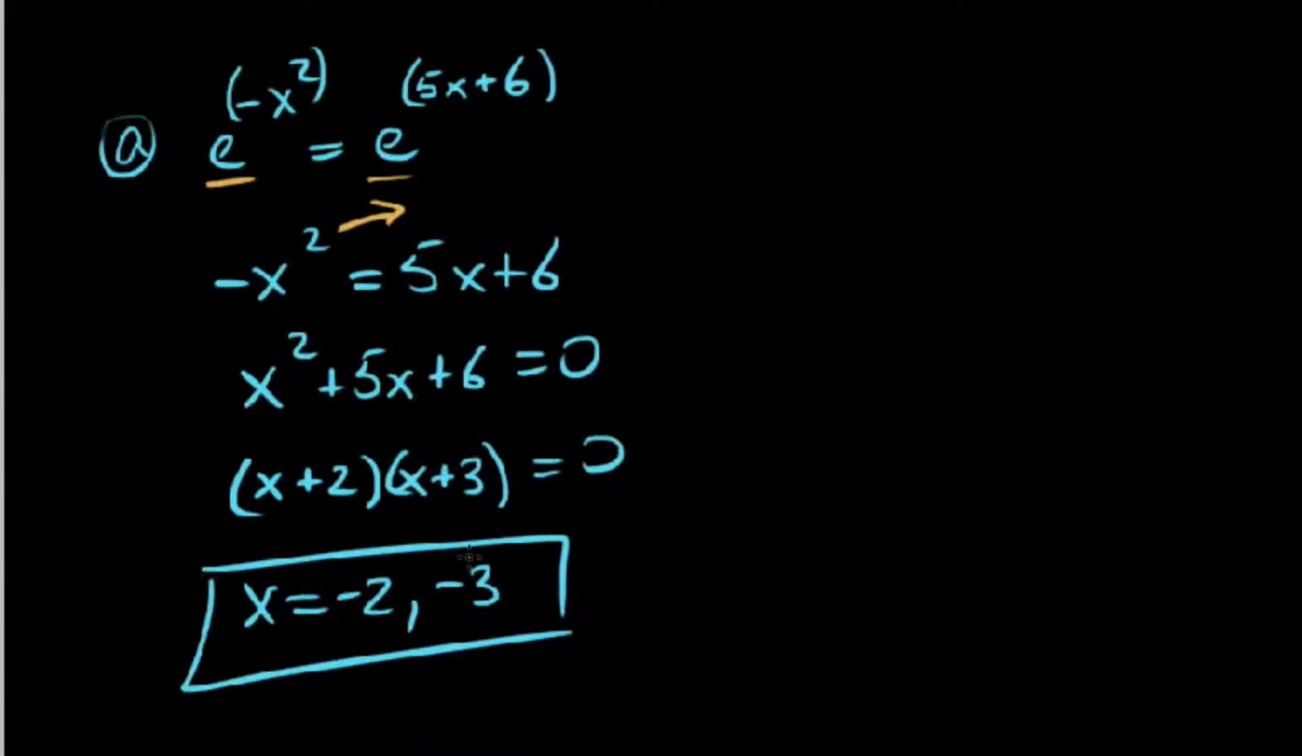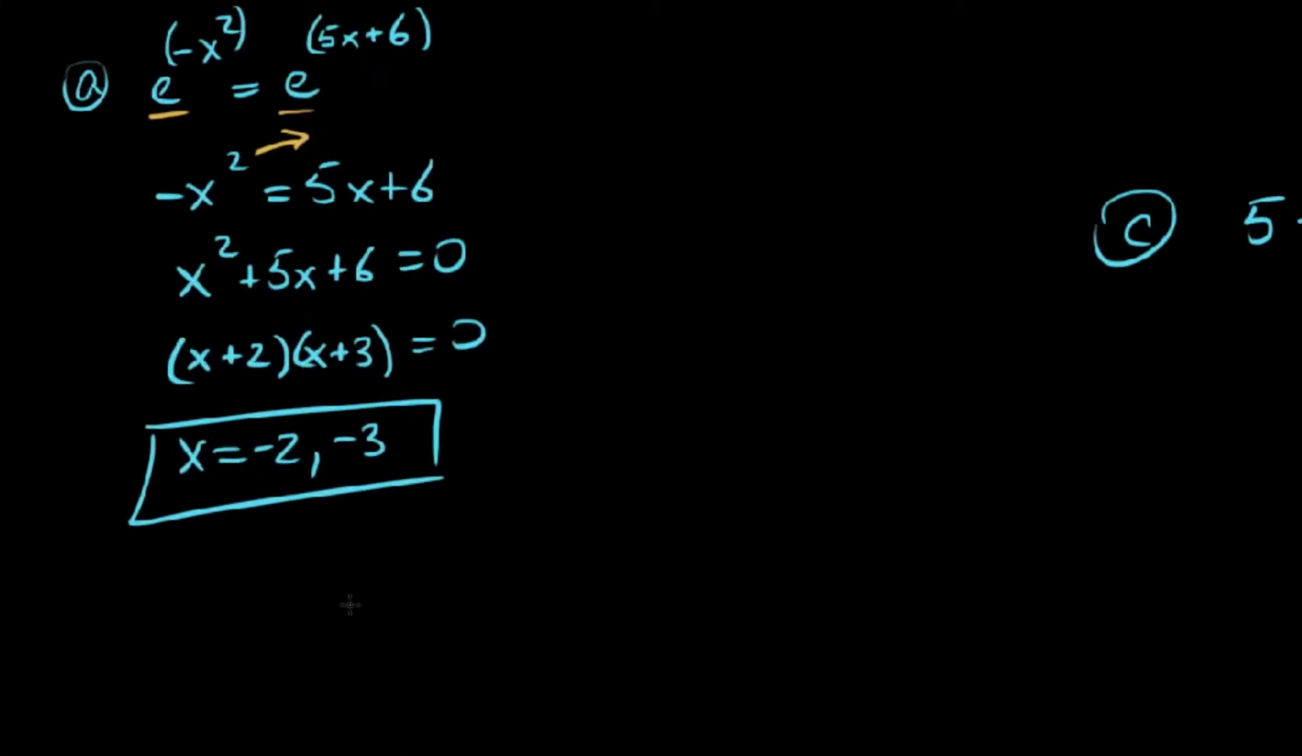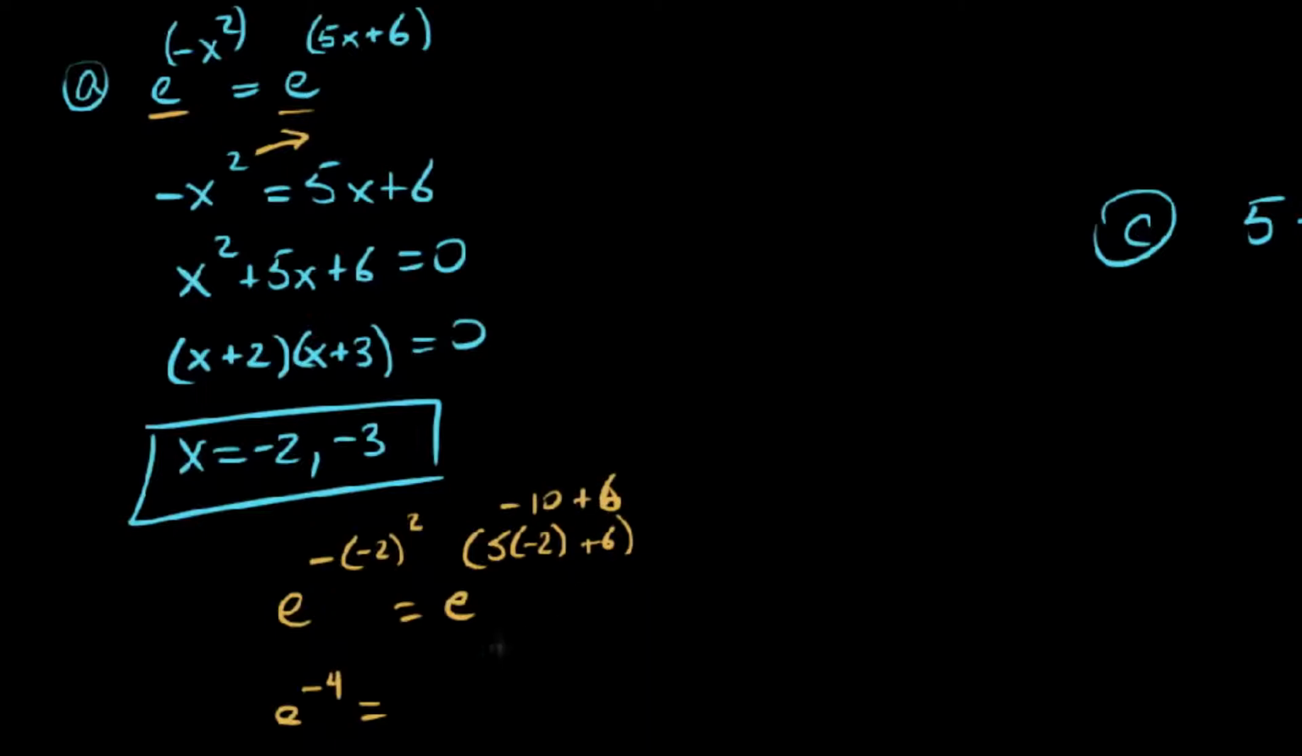Okay, so we want to check both of these answers just to make sure that neither of them doesn't satisfy the original equation. So just as a real quick check here, what if we plugged in negative 2? We'd say e to the negative 2 squared is equal to e to the power of 5 times negative 2 plus 6. On the left here, negative 2 squared is 4, but this becomes e to the negative 4. And on the right here, we get negative 10 plus 6 upstairs, and so this actually becomes e to the negative 4. So this one checks out.